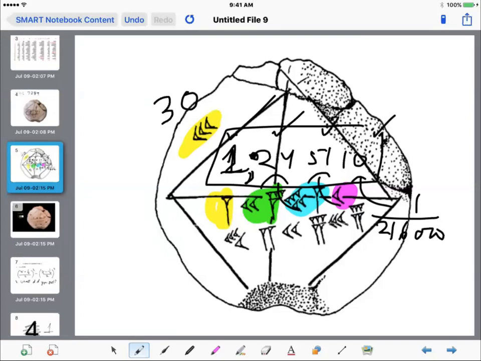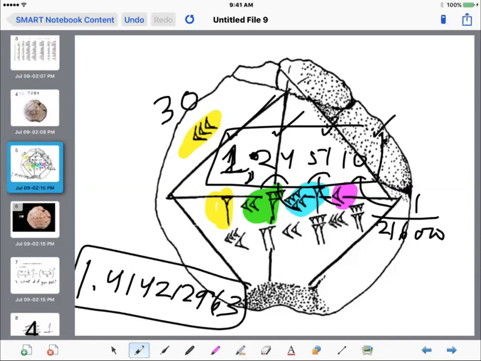1.414212963. That's better. Yes. So that one, 1.414 and then 212, like New York City area code, and then 963. 1.414212963. What do you suppose the significance of that number is on this tablet? Have you ever seen a number that's close to 1.414212? Yes, it is approximately the square root of 2.